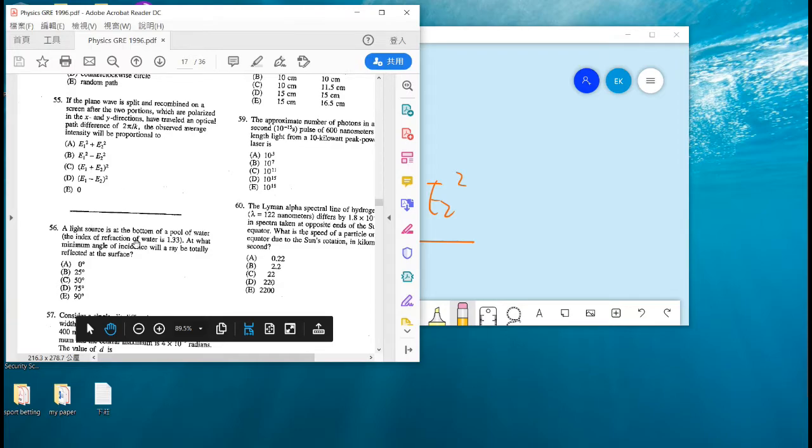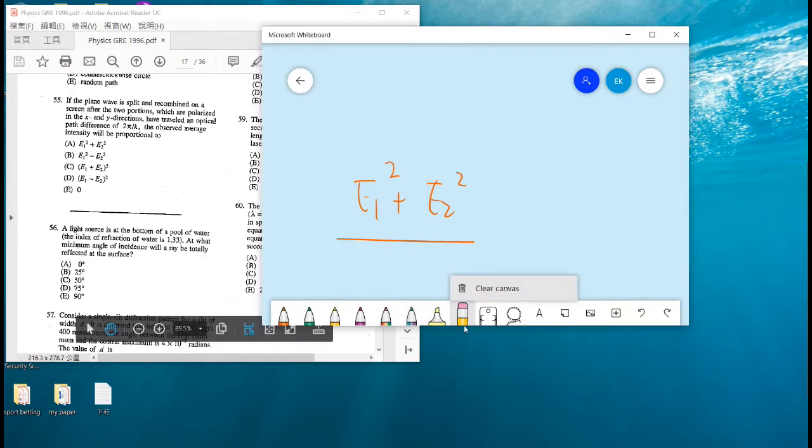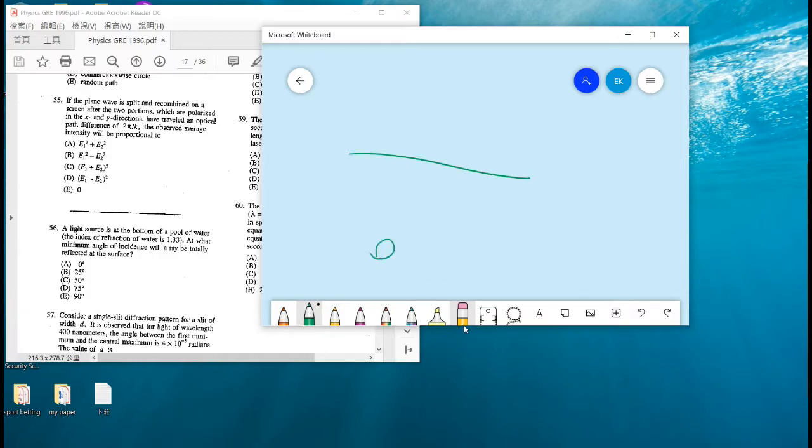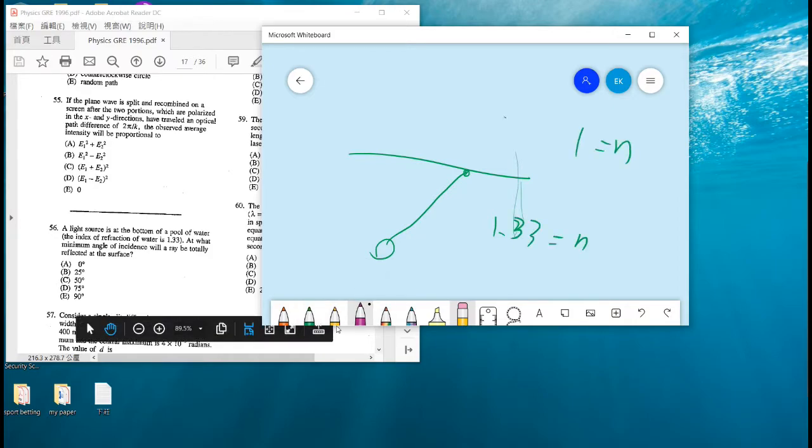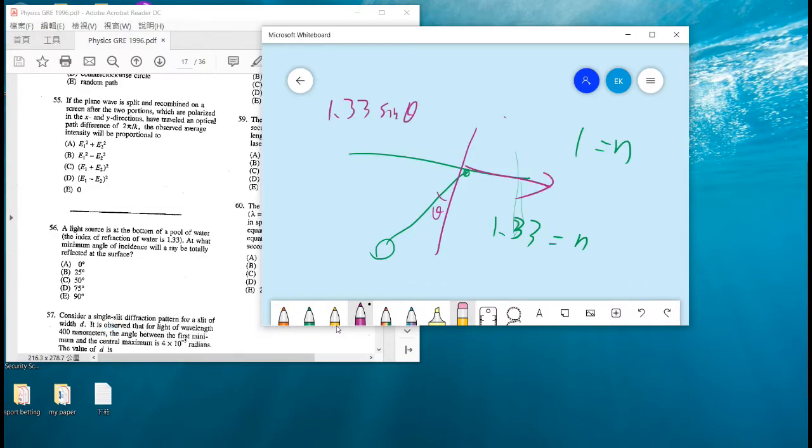So 56. The light source is at the bottom of the water. You have a light source, and there's a light, and this is 1.33. 1.33 is the refractive index, and this is 1. It asks about the total reflection angle. So 1.33 times sine theta is basically 1, so sine theta is 1 over 1.33, which is close to 0.75.